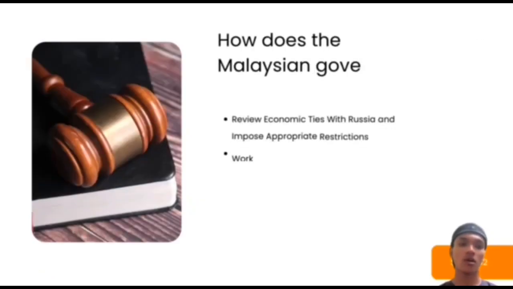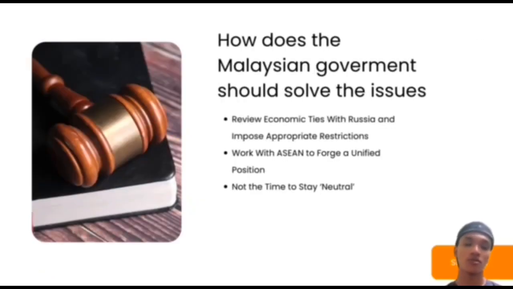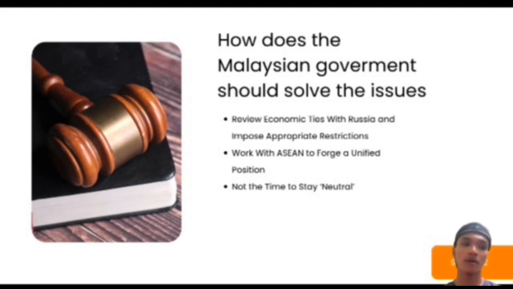But in fact, based on the review, I think there are a lot of ways the Malaysian government should solve this issue, one of which is to review economic ties with Russia and impose appropriate restrictions, work with ASEAN to forge a unified position, and recognise that it is not the time to stay neutral.